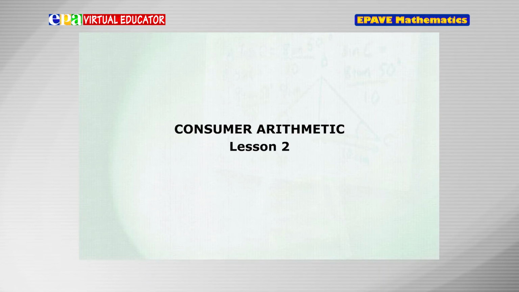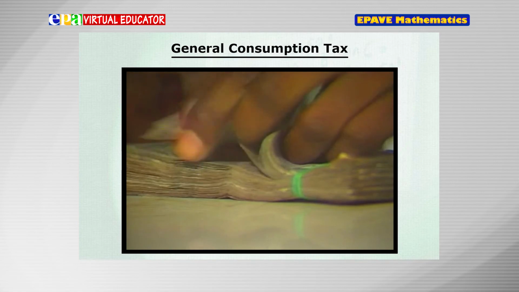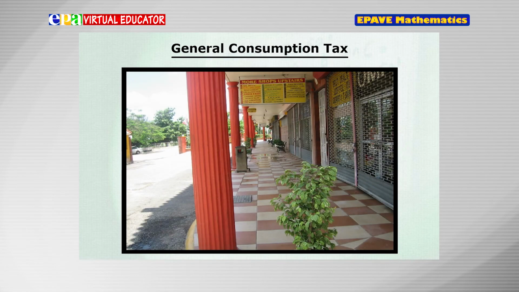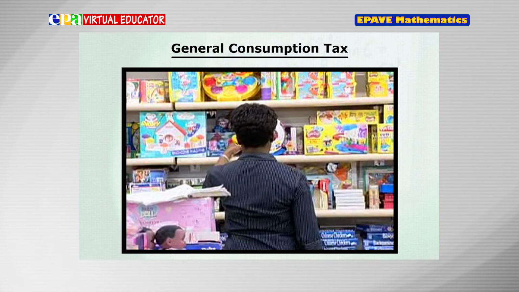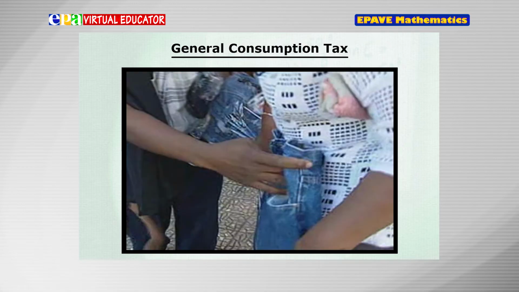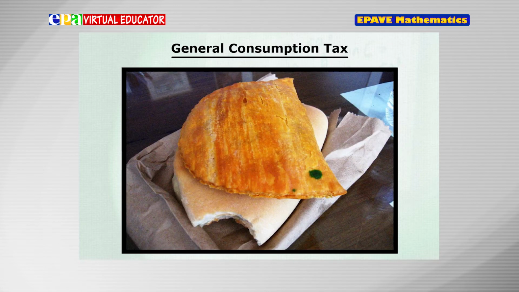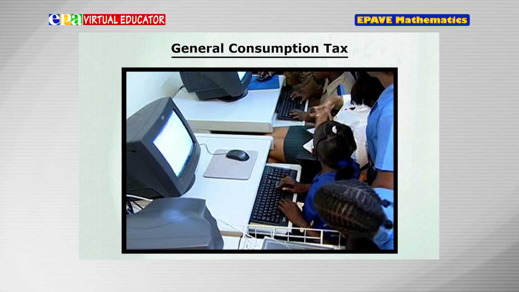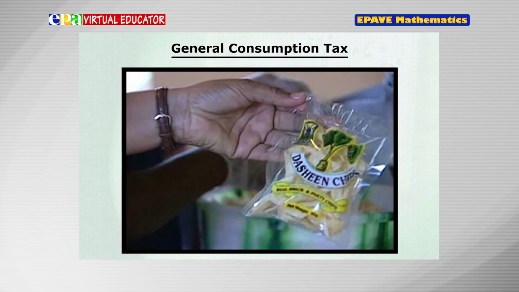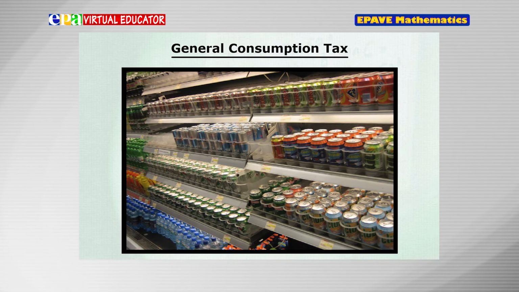Lesson 2. Let us now begin our lesson, beginning with general consumption tax. As an important addition to revenue collection, most countries charge a kind of general consumption tax, GCT, on edible and luxury items. Some basic food and educational items are usually excluded from this tax, but most goods have a certain percentage added to what would otherwise be their selling price.